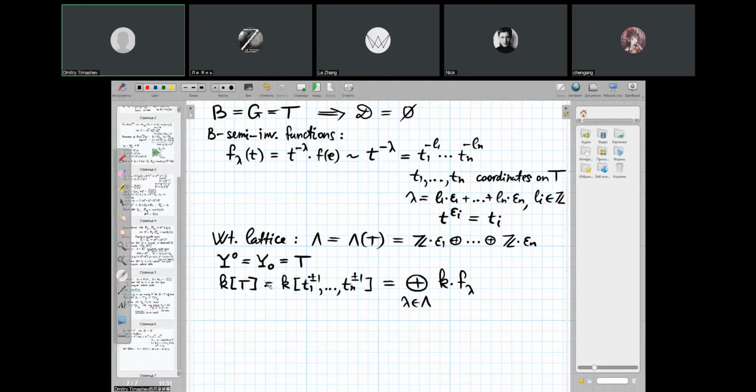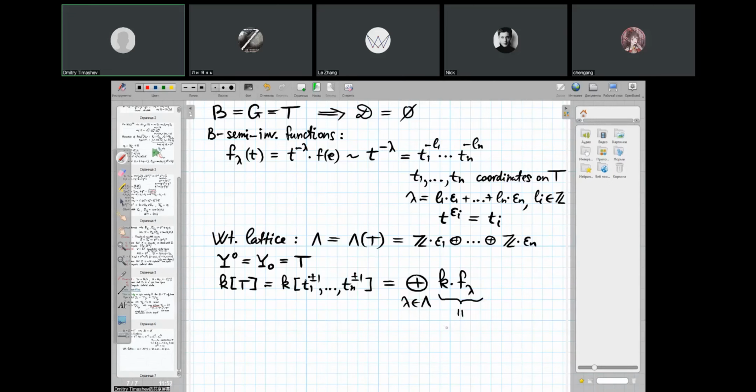In other words, the coordinate algebra of T is just the group algebra of the weight lattice. Because when you multiply the characters, the semi-invariant functions, their weights add up. And we get a semigroup algebra of the weight lattice. And at the same time, these summands are nothing but irreducible T-submodules in the coordinate algebra of highest weight lambda.